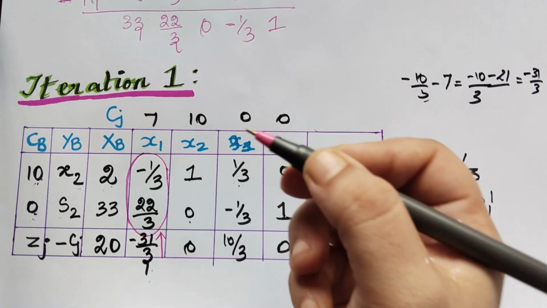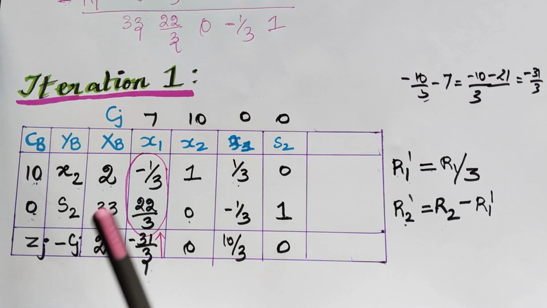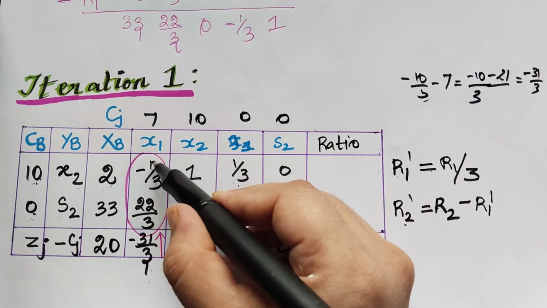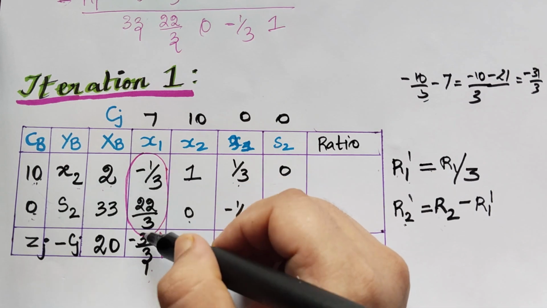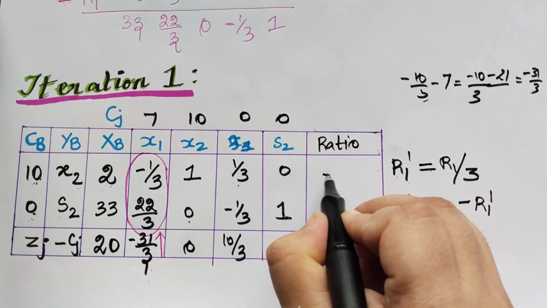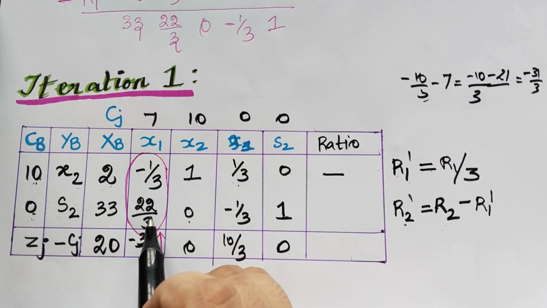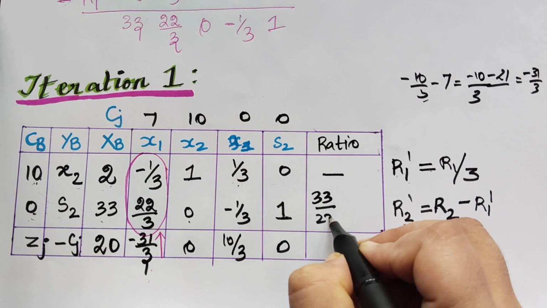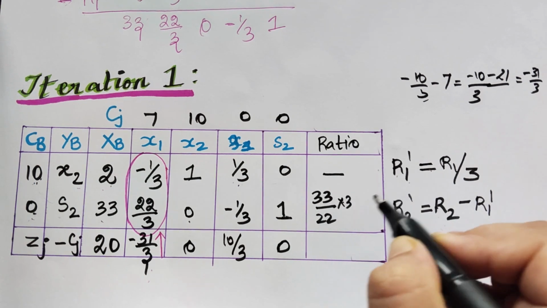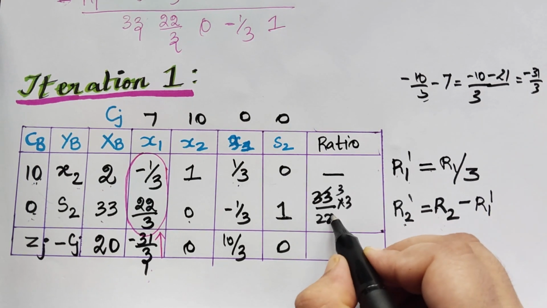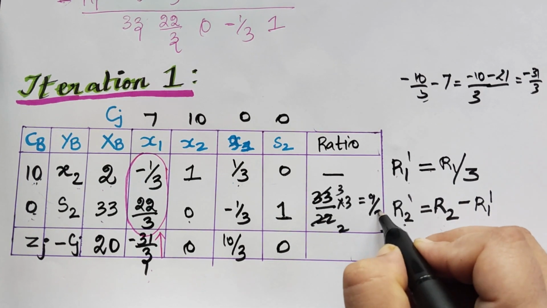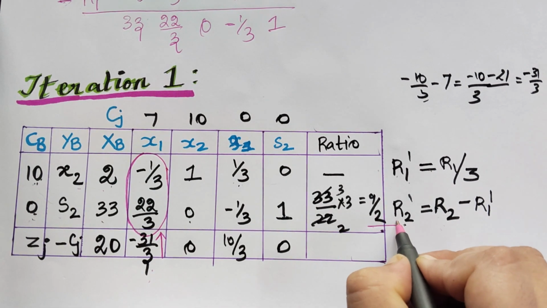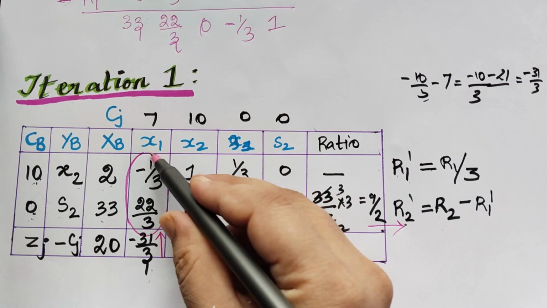In order to find the leaving row, we have to find the ratio. Now in order to calculate the ratio, we have to calculate only for positive values in this column. This value is negative, so we need not calculate the ratio, so hyphenate it. And then for this, the ratio is 33 divided by 22 by 3. So that can be written as multiplied with 3. This is 11 3 times, 11 2 times, which is 9 by 2. And this leaves the basis. Since it is the only value, S2 leaves the basis. So x1 enters and S2 leaves.